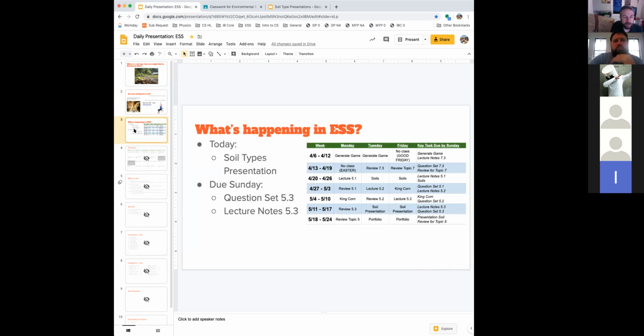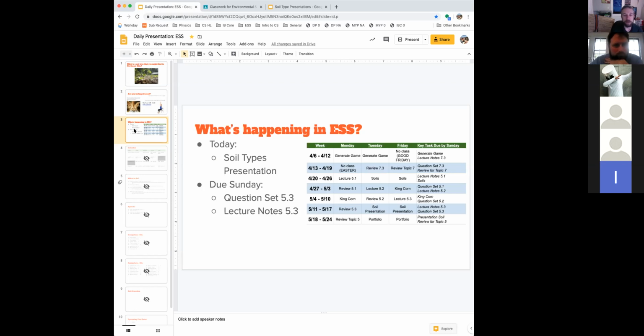And then we know that today we're doing the soil types presentations. We're working on those. We will be presenting them on Friday, which will be a really fun way to connect with everyone. And then due on Sunday, we want to see question set 5.3 and lecture notes 5.3. When you do your presentation, we'll just grade it at that point.